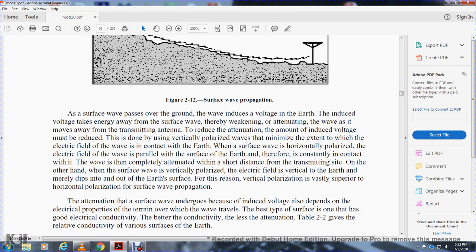If the surface wave passes over the ground, the wave induces a voltage in the Earth, which takes energy from the wave, thereby weakening the attenuation of the wave that is moving away from the transmitting antenna. The induced voltage must be reduced.